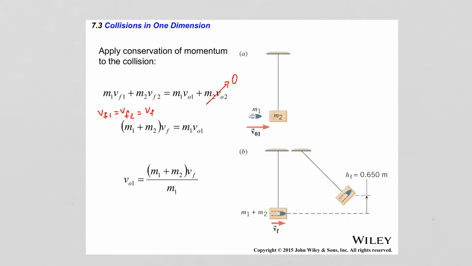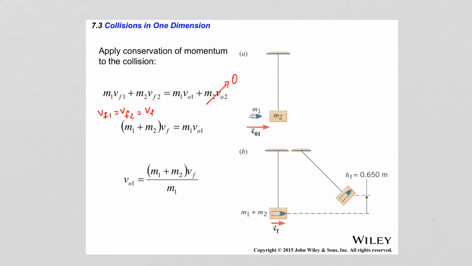And so this one object is moving with one velocity. Therefore, the momentum of the system after collision is simply equal to the total mass of the system times the final velocity with which the entire system is moving. From here, I can write an expression for the initial velocity of the bullet, and that is equal to the mass of the system times the final velocity of the system divided by the mass of the bullet. So I know everything except for the final velocity of the system.